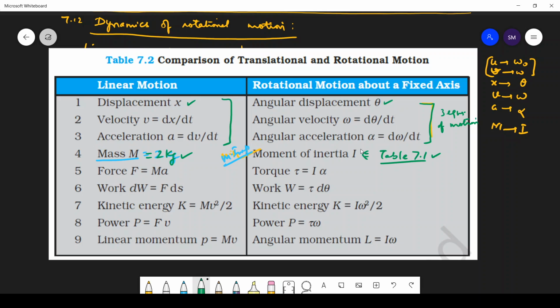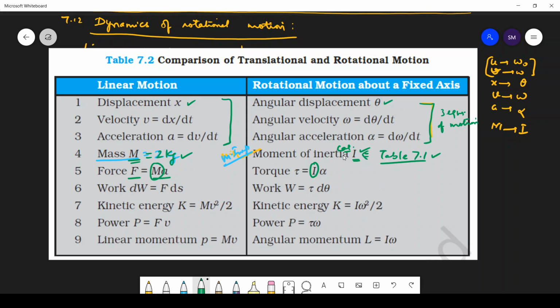This moment of inertia is different for different objects, and even if a particular object is rotating about a different axis, the moment of inertia will be different. Moment of inertia plays the same role as mass. Mass doesn't allow the body to change its state of linear motion. So moment of inertia also doesn't allow the body to change its rotational state of motion. If it is rotating, moment of inertia wants it to keep on rotating. If it is at rest, it doesn't want it to rotate. Now the next, force is equal to mass into acceleration. Instead of mass, we are replacing it with moment of inertia, and this we need to calculate.